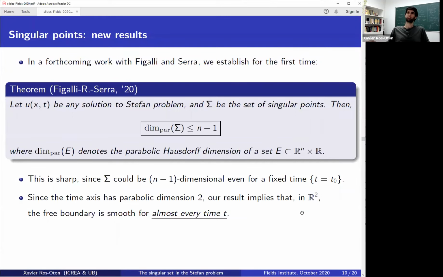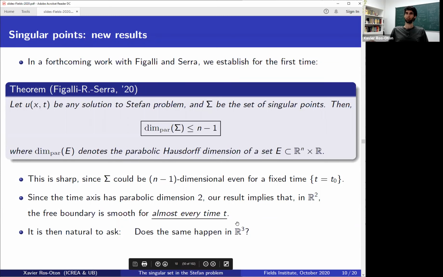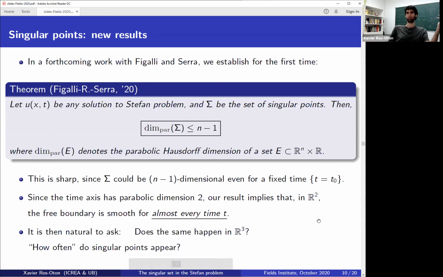Okay, and then this raises the question of, well, can you prove something similar? Does the same happen in R3, which is the physical dimension, the most natural dimension for the Stefan problem, if you think about the melting of ice? Does the same thing happen in R3 or not? And then more generally, how often do singular points appear? Can you have estimates that answer this question in a way similar to this result?